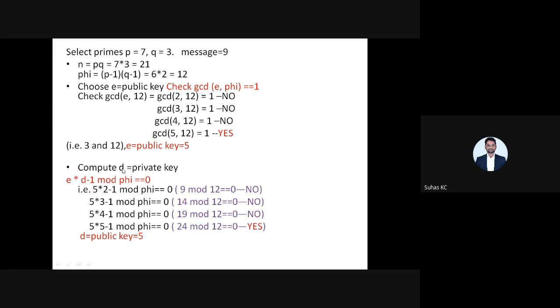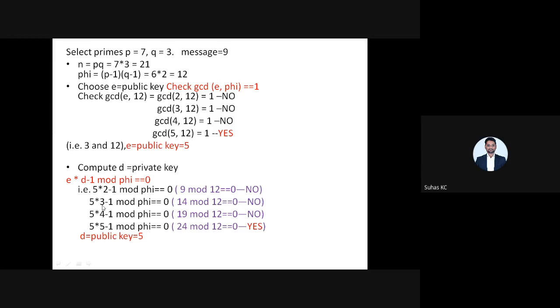By using this public key, I'll calculate the private key by using this formula: E star D minus 1 mod pi equal to 0. Here also I keep putting the value of D from 2, not 1. I'll apply 2: 5 star 2, where E is 5, gives 10, minus 1 is 9. 9 mod pi, where pi is 12: 9 mod 12 equal to 0? No, it is 9 only. False. It is not satisfying the condition.